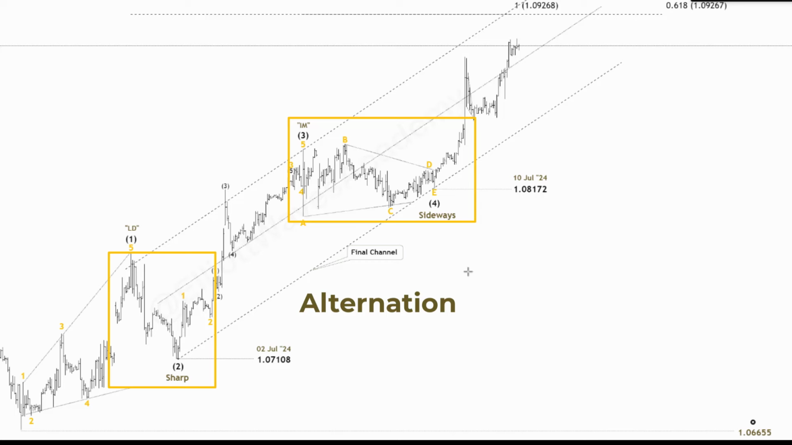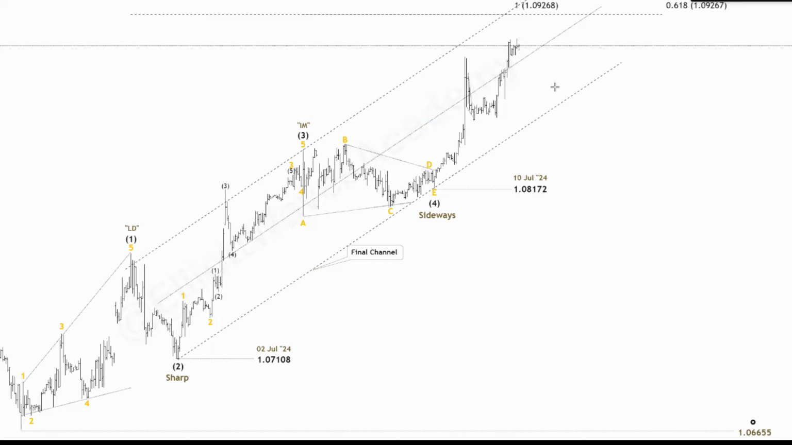But since we're talking about an impulse wave, ideally we see alternation between wave 4 and wave 2. This guideline is pretty important, whether to determine whether or not you are in front of a perfect impulse wave, or to expect the shape of wave 4 right after finishing wave 3. So now, since we are inside wave 5, we have to measure its target.